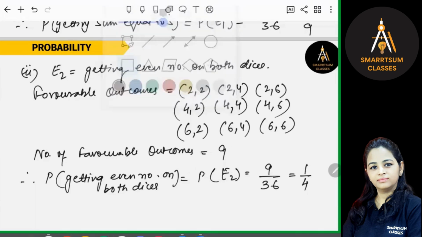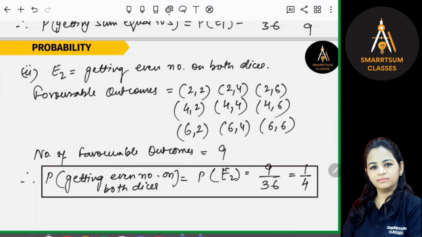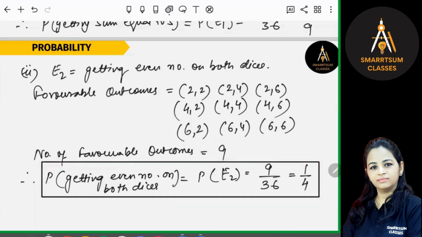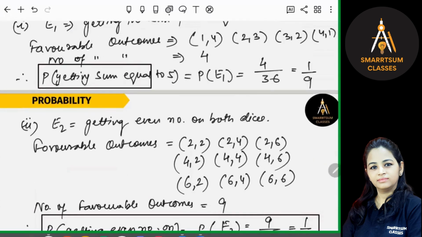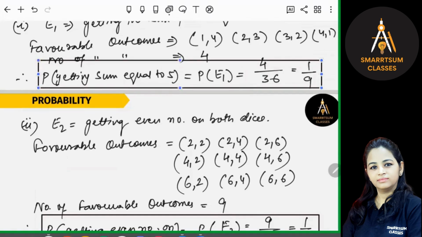So in this way, we have got the probability of getting an even number on both the dice, that is 1 by 4. And here we have got the probability of getting the sum of the numbers on both the dice equal to 5.